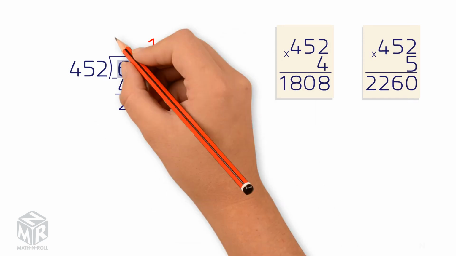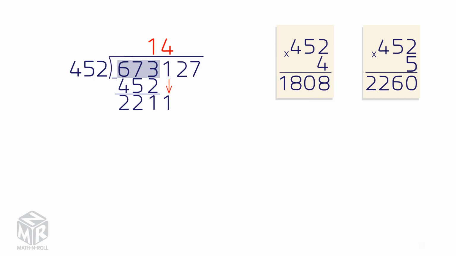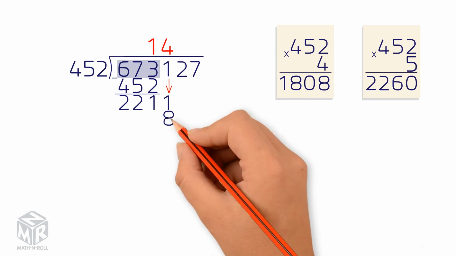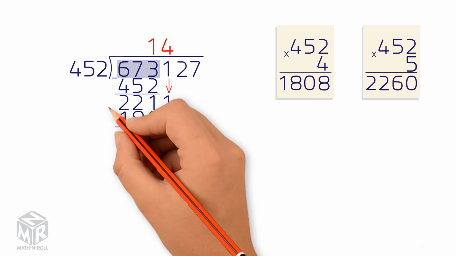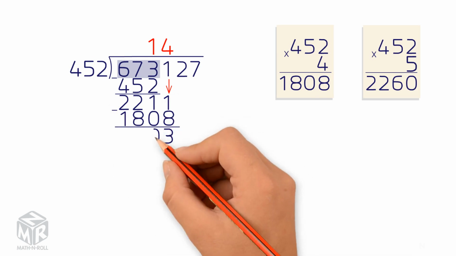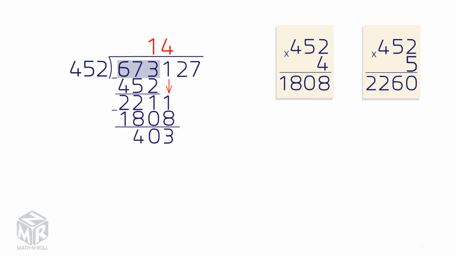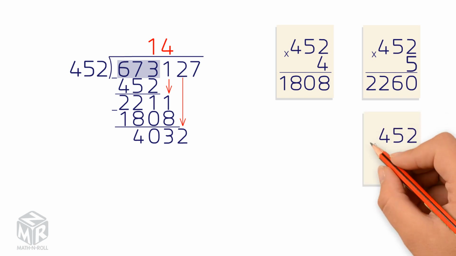Now we multiply 452 times 4. We write the product directly underneath 2,211. Now we subtract and get 403. Bring down the 2. Now we have 4,032. We have to find out how many times 452 goes into 4,032. We do this by estimating. Let's try multiplying 452 by 9.